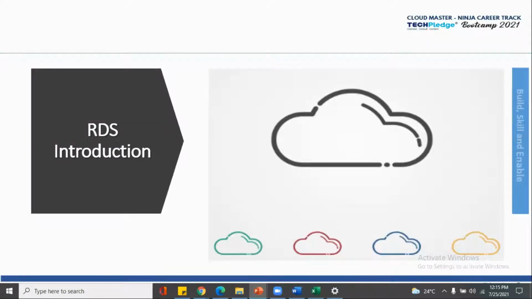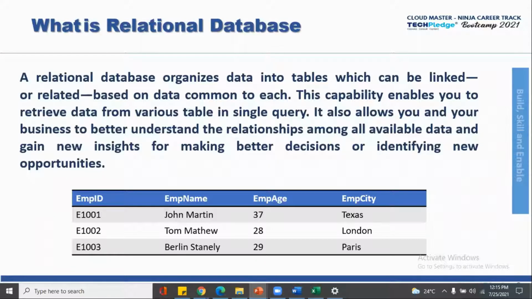Welcome back. The first module we are going to look at is RDS introduction. What basically is an RDS? A relational database. What is a relational database? A relational database organizes the data into tables which can be linked or related based on data common to each.